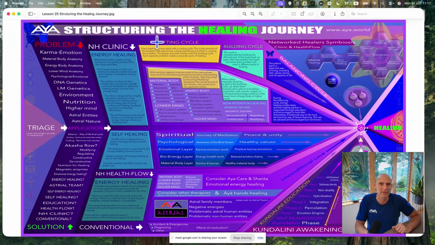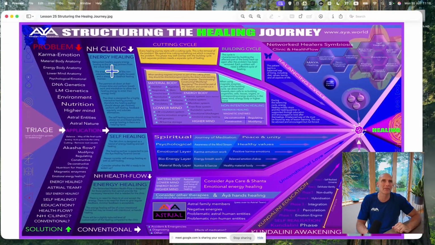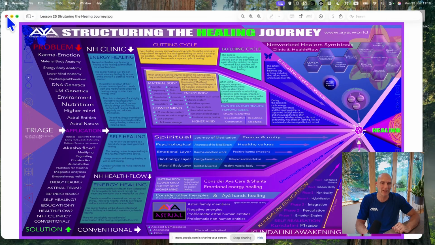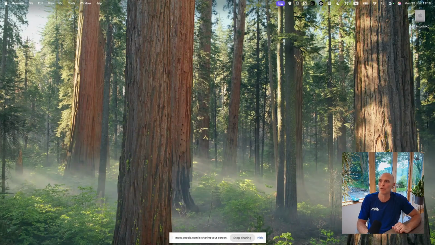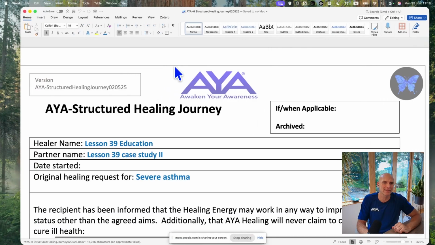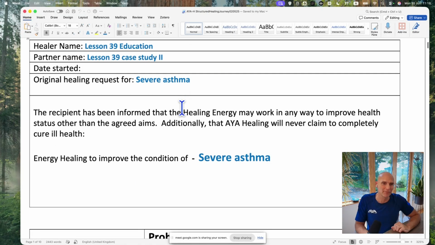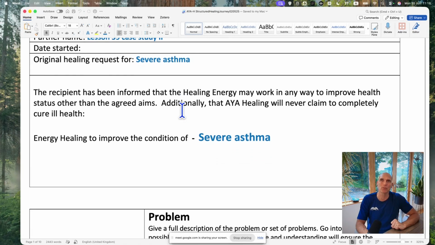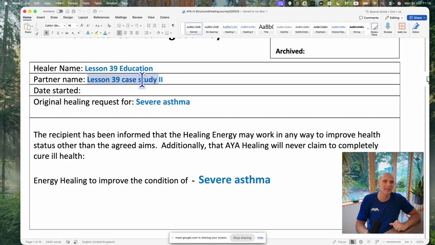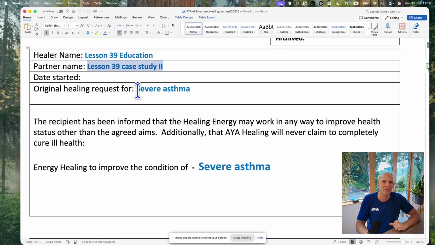But that's another topic. You can remind yourself of this diagram, because you're about to fill out the SHJ form, where you're going to plan their healing journey for them. Here's the form, and it is also filled out with our case study. You have seen this before, haven't you? You filled it out as part of the assignment for the Structuring the Healing Journey lesson, using the example we have built on today with this case study. So: partner name, lesson 39, case study 2, original healing request for severe asthma.